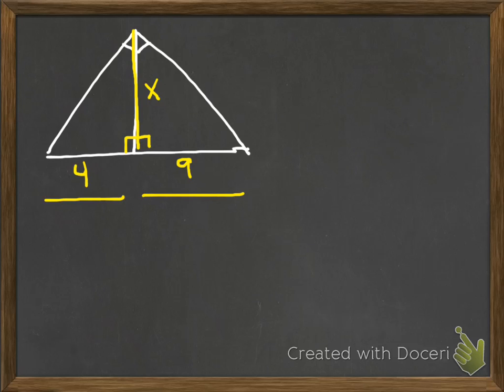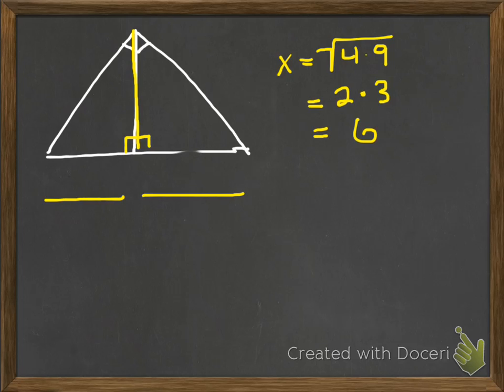So to solve for x, you know that x is equal to the geometric mean of 4 and 9, so the square root of 4 times 9, and we know the square root of 4 is 2. Sorry, this should be a 9. We know the square root of 4 is 2, the square root of 9 is 3, so it's equal to 6.